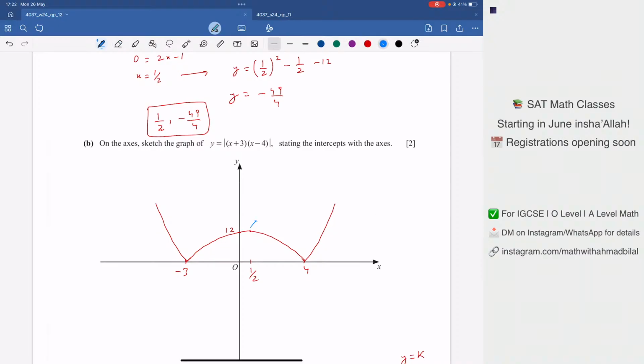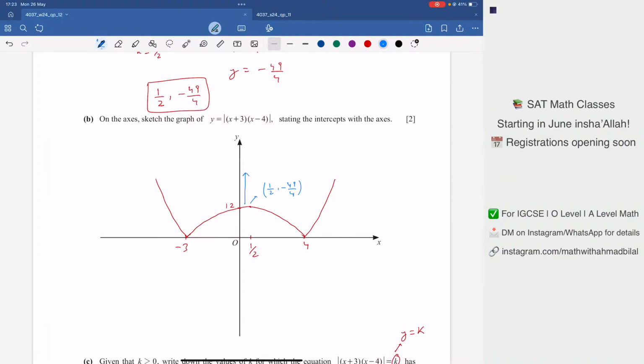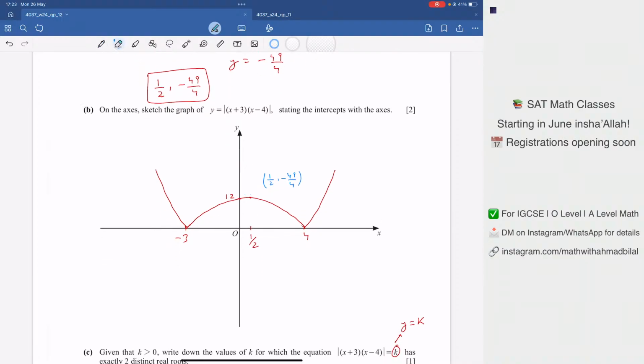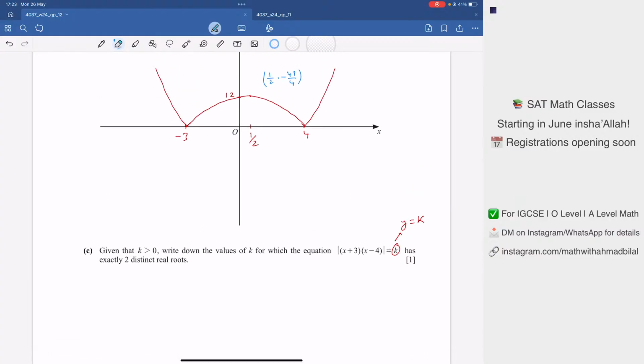So this point was 1 over 2 and minus 49 over 4. We have to be above this. Okay, so that means the value for k has to be greater than minus 49 over 4. That's what you write down there. You say k is greater than minus 49 over 4, and that's your final solution. That's when you would have 2 points of intersection with that curve.